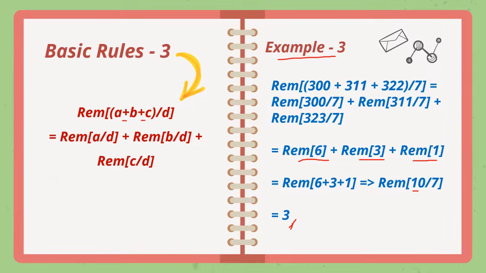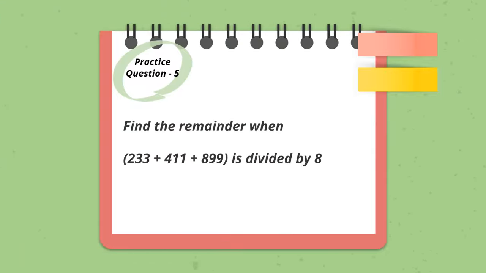Let's go for practice question number 5. 233, if you remember, divided by 8, we got remainder 1. And 411 divided by 8, we got remainder 3. 899 divided by 8, we got remainder 3. Exactly, we have to add now. It's not the multiplication, it is the addition. So 3 plus 3 is 6, 6 plus 1 is 7. So 7 is a number which is less than 8, so your direct answer is just 7. The required remainder is 7.